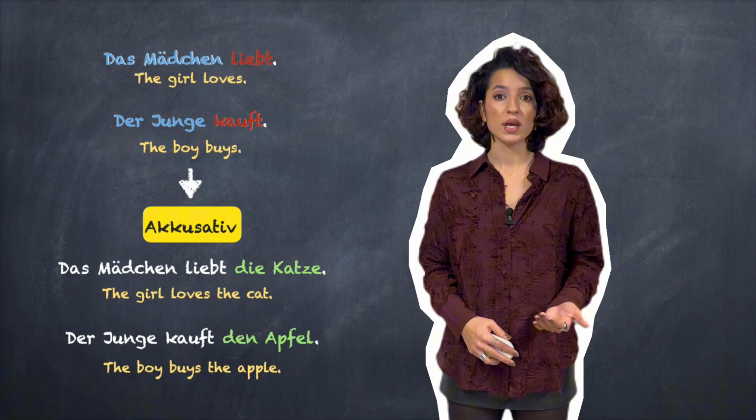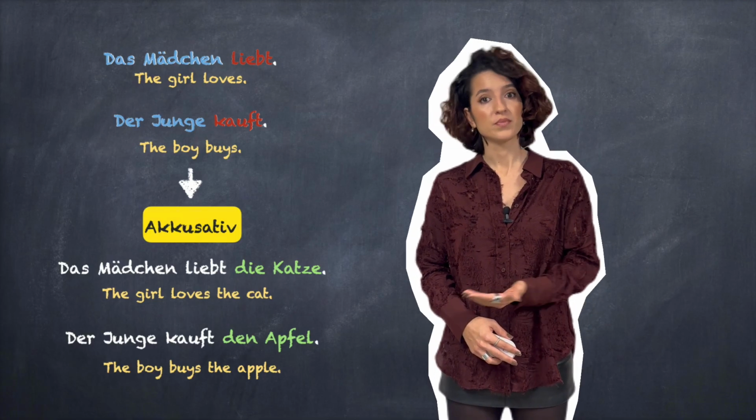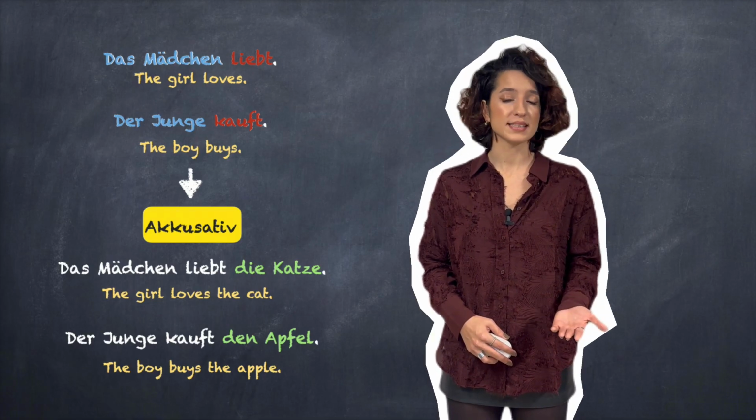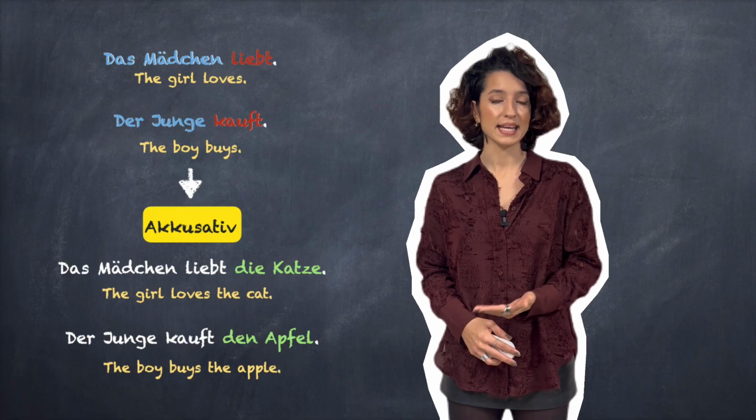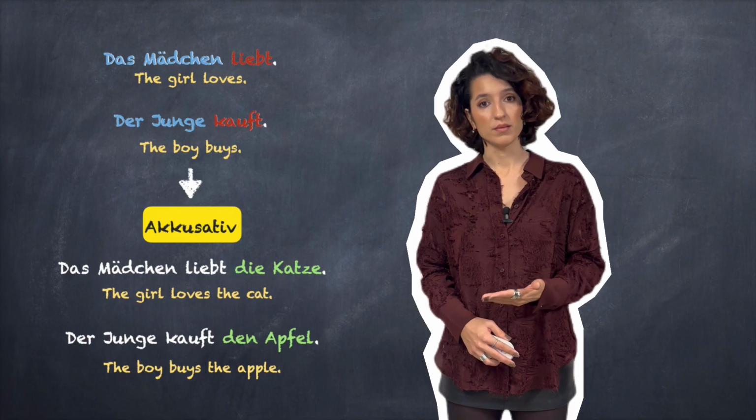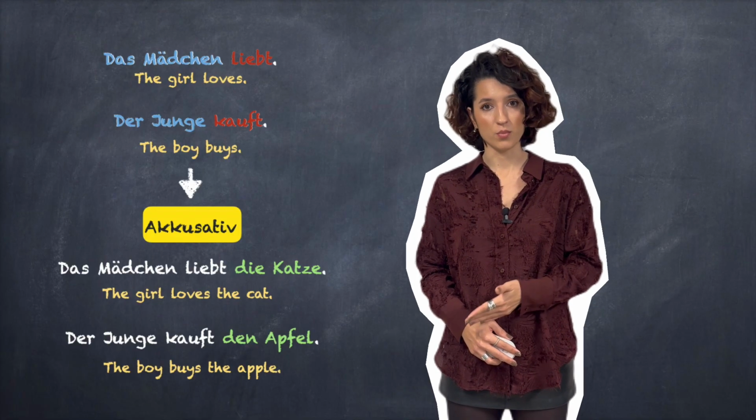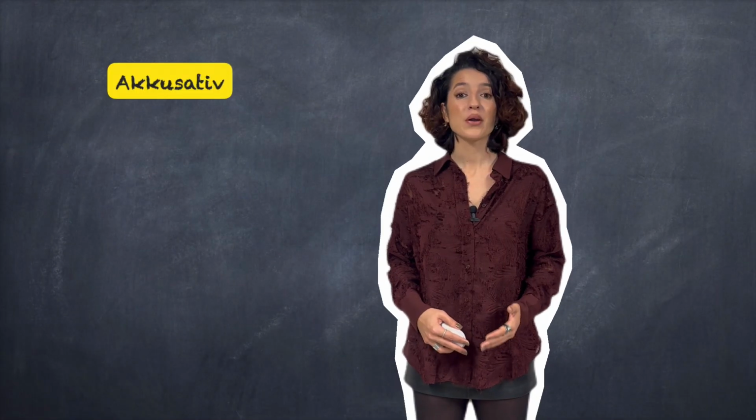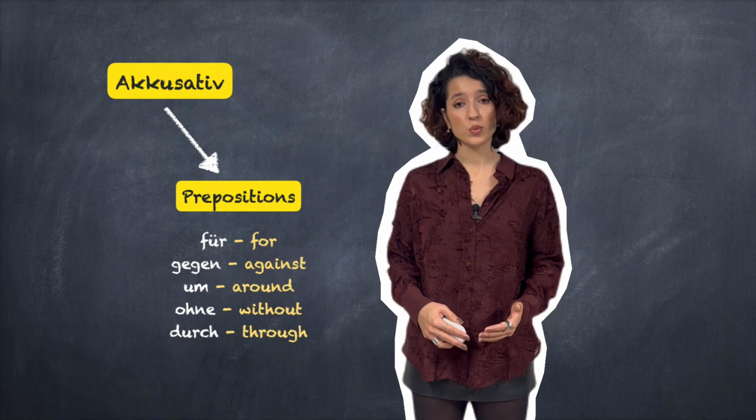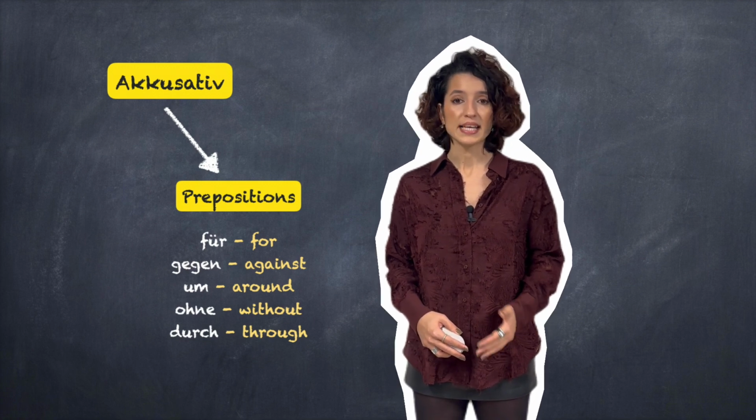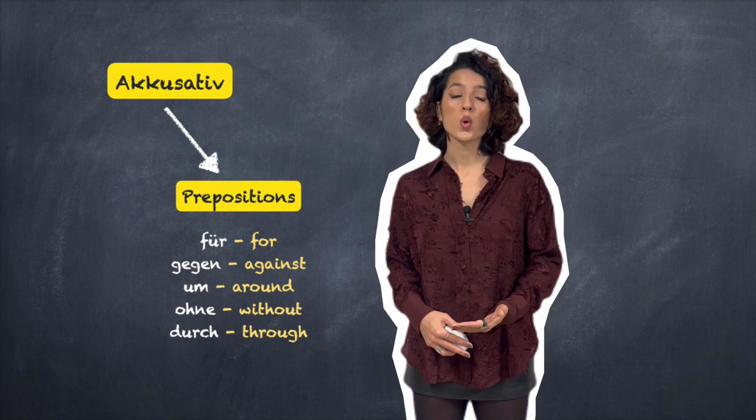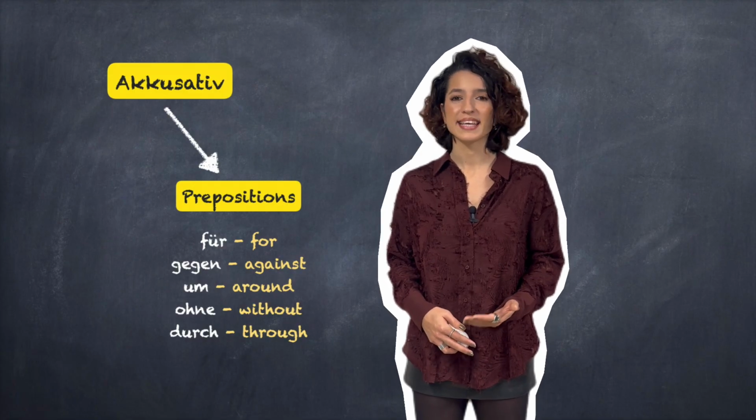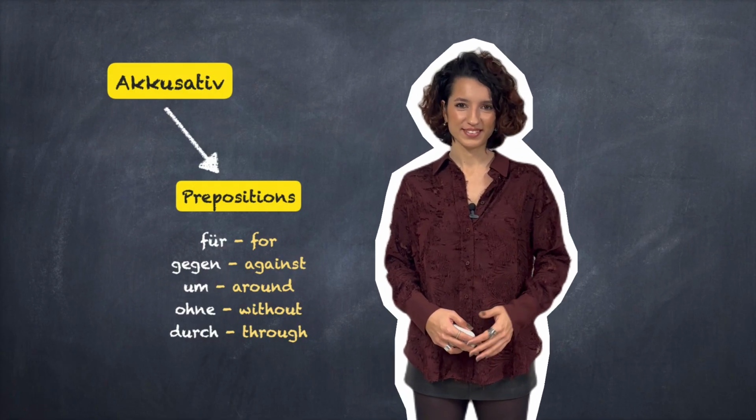Or, der Junge kauft den Apfel. Again, we can ask, was kauft der Junge? Den Apfel. What is the boy buying, or what buys the boy? The apple. There are also some prepositions that require the accusative, such as ohne, für, durch, gegen, and others.